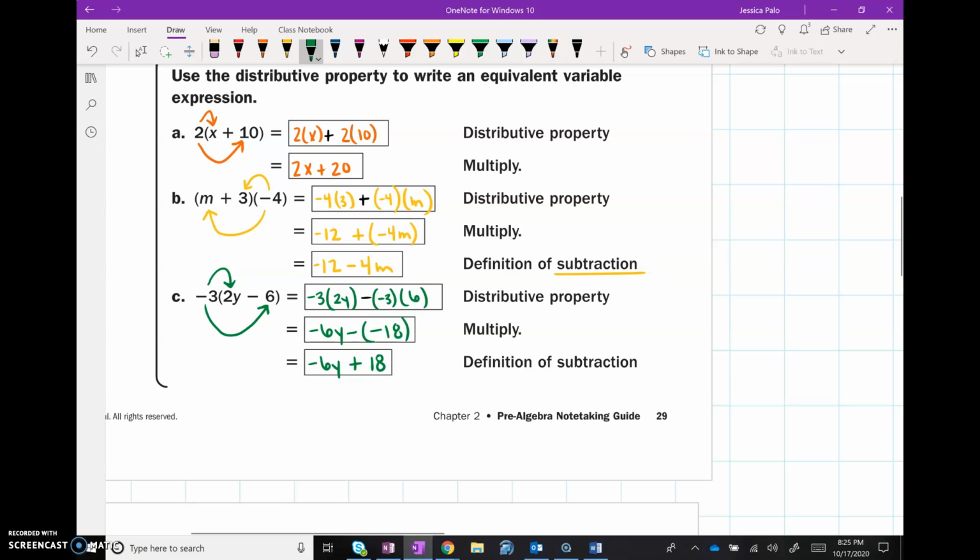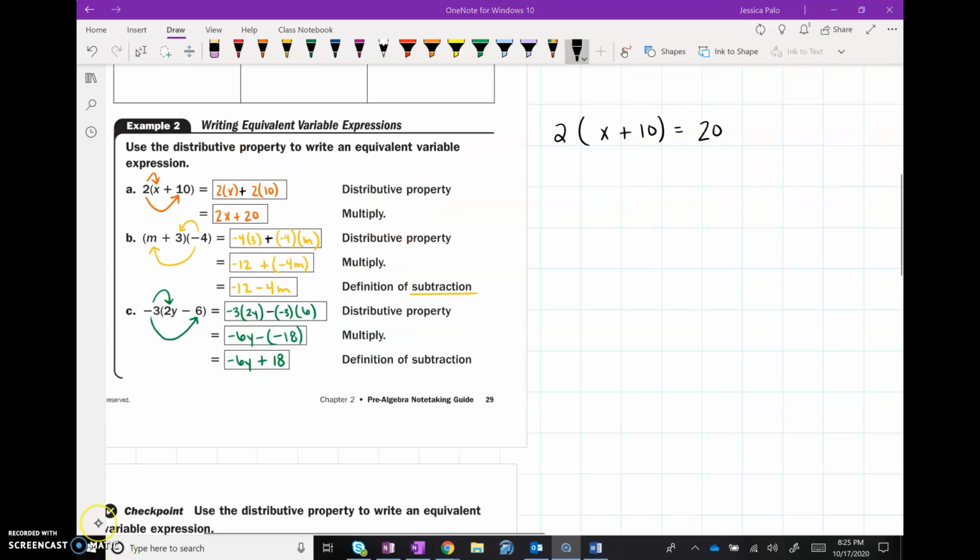Now, let's talk about if these expressions were actually equations that we had to solve. Let's say example A was an equation. 2 times the quantity x plus 10 equals 20. We could distribute just like we did in example A. 2 gets distributed to x and also to the 10. So we're left with 2x plus 20 equals 20. Now we just have a two-step equation.